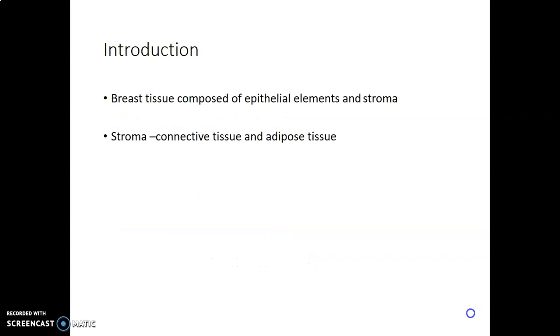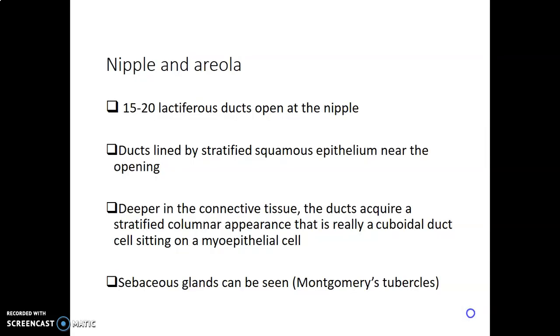So the breast tissue usually comprises epithelial elements, which is the glandular portion, as well as the stroma. And the stromal portion of the breast tissue contains the connective tissue and adipose tissue. Mainly the adipose tissue. So you have the collagen fibers plus adipose tissue.